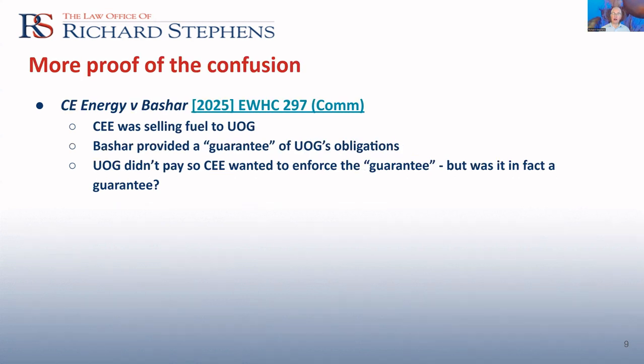As if to show how common this wording has become, within a few weeks of that decision, we had this one, CE Energy, I'll call them Energy, against Bashar. Energy was selling fuel to UOG, Bashar owned UOG, and he provided a, quote, guarantee, unquote, of its payment obligations. UOG didn't pay, so Energy wanted to enforce this, quote, guarantee, unquote. But what on earth was it that he signed?